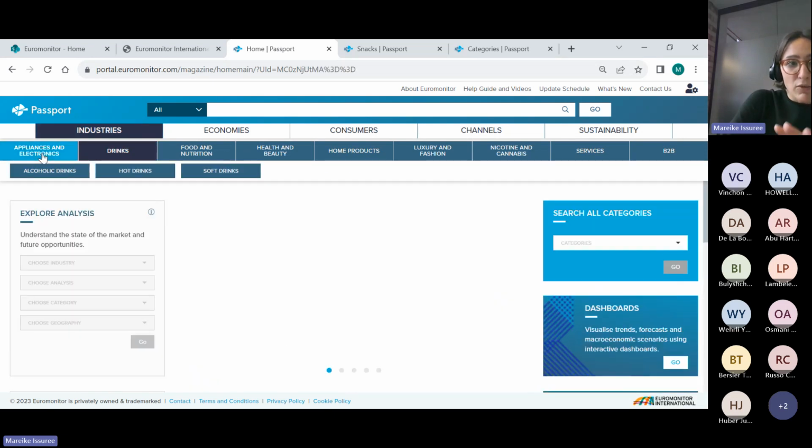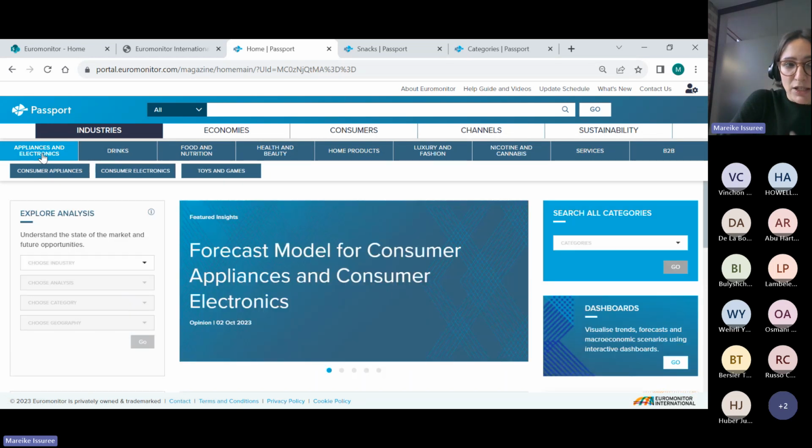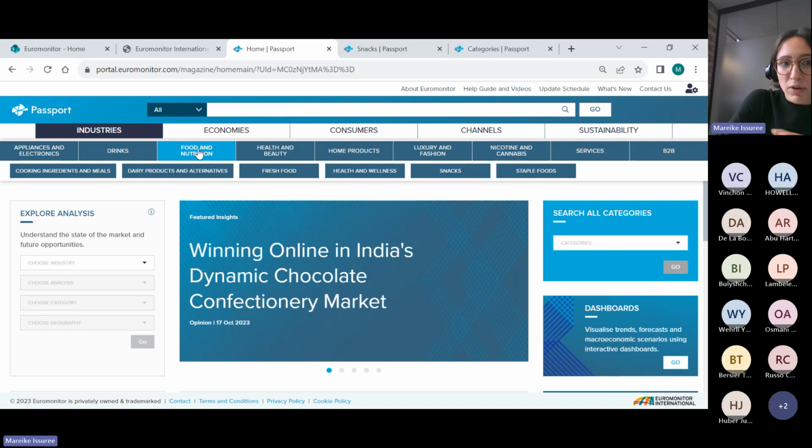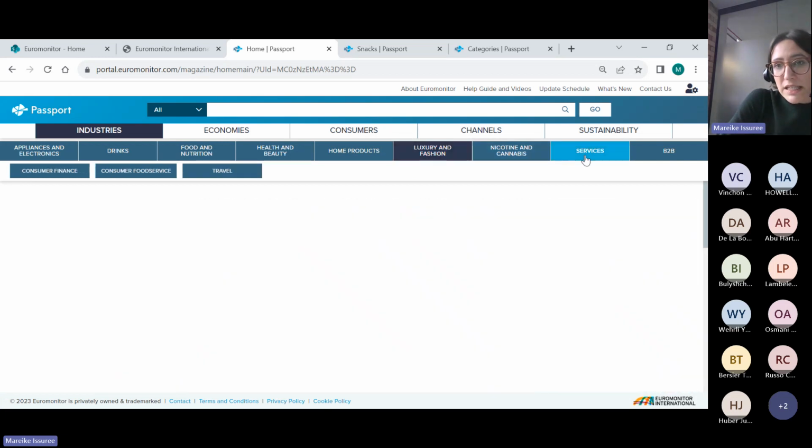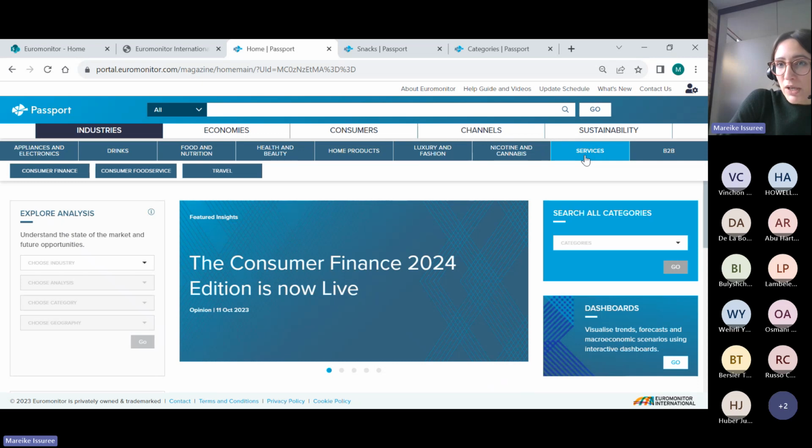There are sectors ranging from appliances and electronics, such as computer sector you could focus on, or mobile phones, to food and nutrition sectors like dairy products, including plant-based products, for example, but also snacks, which would cover the chocolate confectionery industry, over to apparel and footwear, personal accessories, and services is another major area in which you can analyze the tourism sector within travel. Also, hotels would be covered and airlines, but also consumer finance and food service like restaurants or bars.